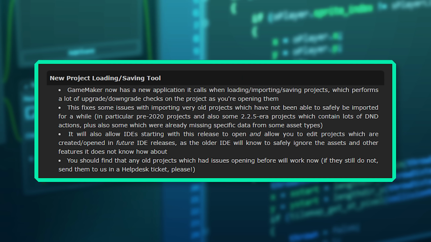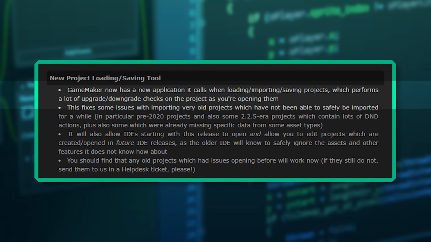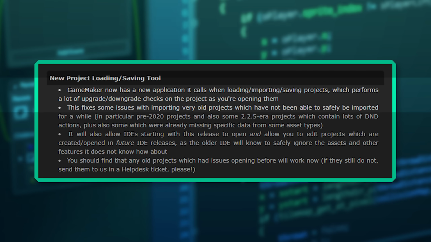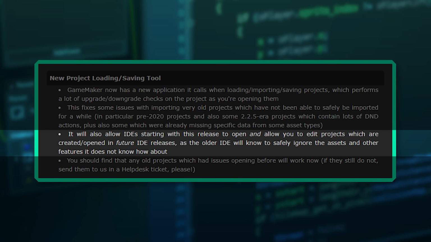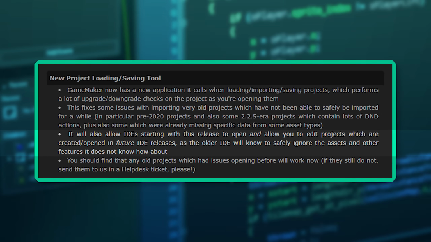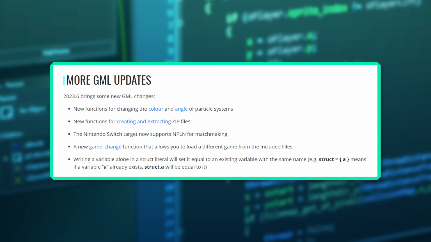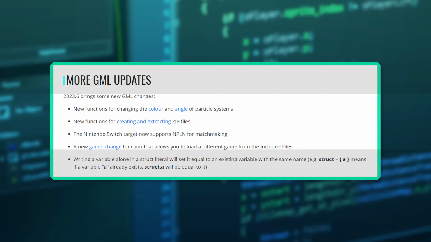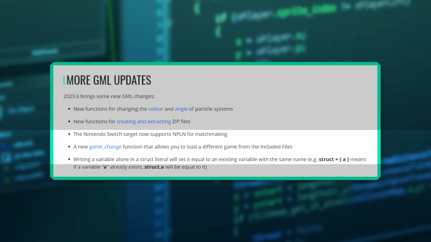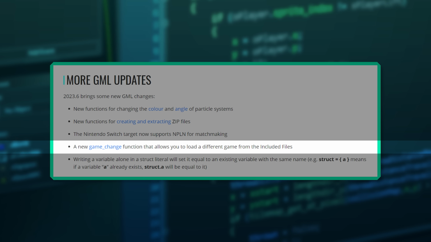There is a new project loading and saving tool which does various version checks on a project. Along with fixing some backwards compatibility, this also promises to introduce a kind of forwards compatibility by teaching GameMaker to ignore project contents, assets, and other features it does not recognize. Some new things have been added to GML here and there, including notably functions that create and extract zip files, very cool, and a metaphorical and literal game changer in the function game_change.